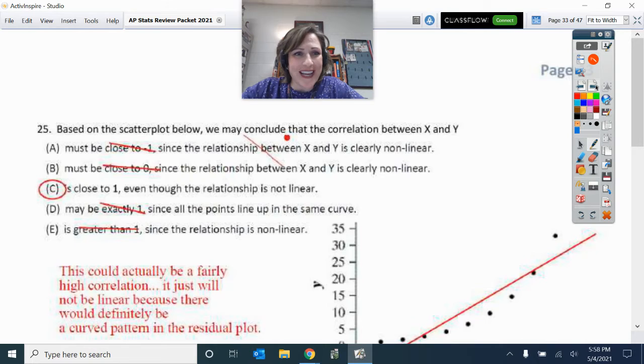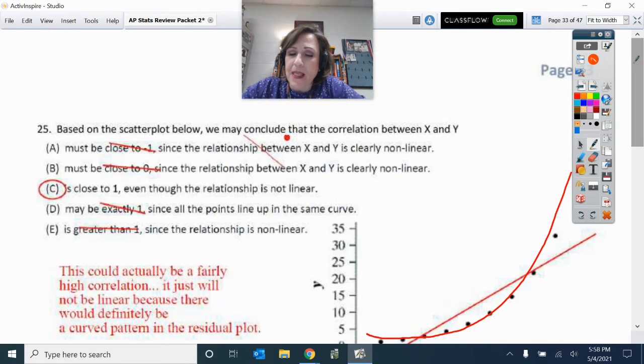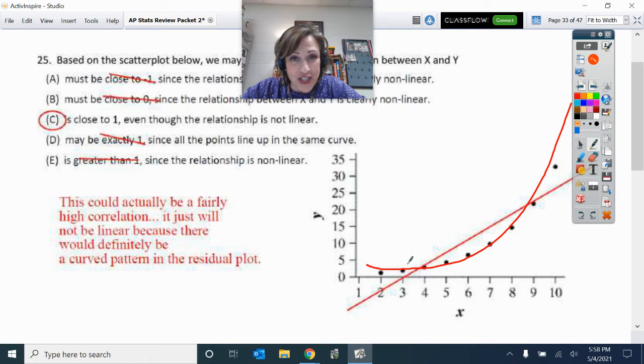All right, and then our last one here, the relationship. I hope you can tell that we are probably going to have some type of curved relationship. So, not linear. Now, what's interesting though is that even though it's not linear, the points are closely clustered around this line.